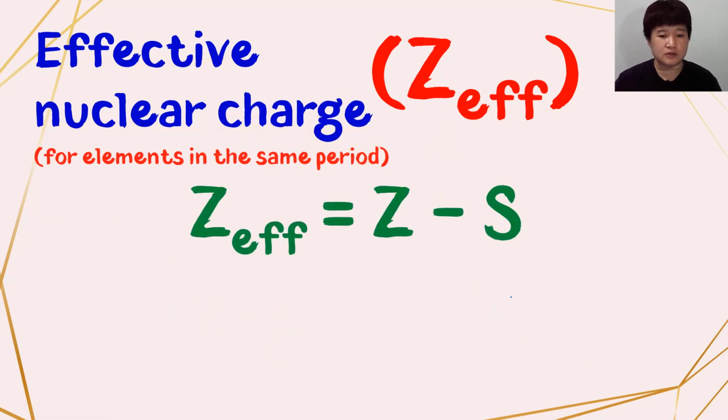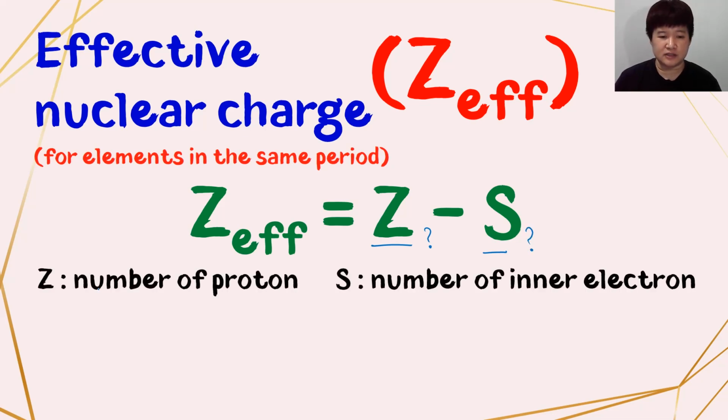We have a formula to calculate effective nuclear charge, where the formula is Z minus S. So what is Z and what is S? Z is the number of protons. S is the number of inner electrons. What is an inner electron? All electrons other than the valence electron. So when you subtract the valence electrons, the remaining are what we call inner electrons.